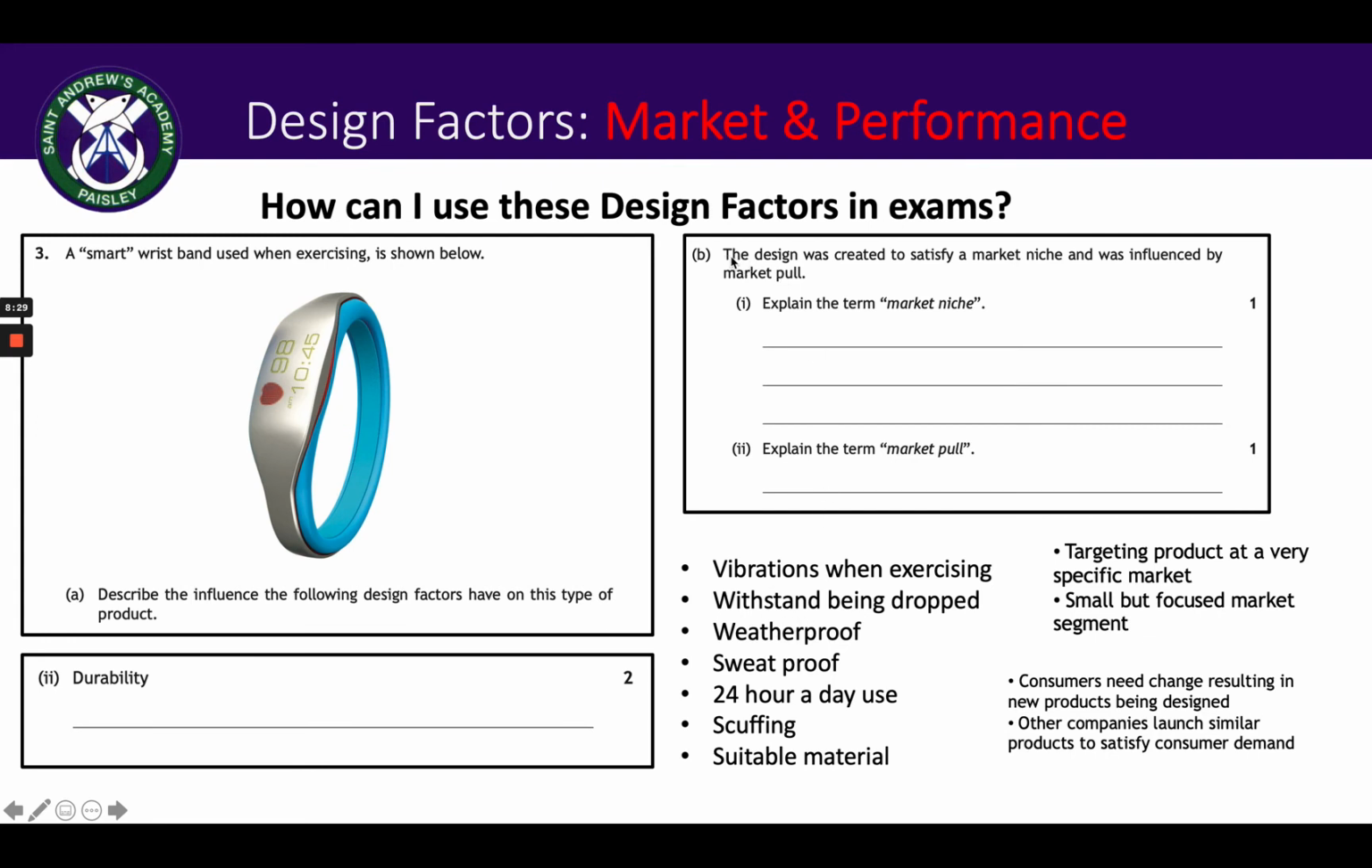Right? The second part of the question, B, the design was created to satisfy a market niche and was influenced by a market pool. Explain the term market niche. Right? So from the slide, I have 2 slides back. A market niche is targeting a product at a very specific target market or a small but focused target market.